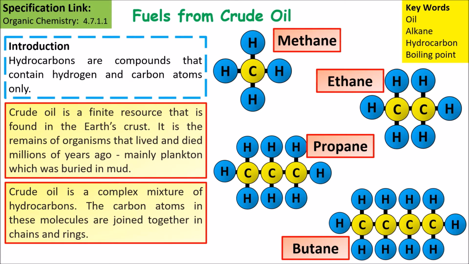So, we can see there, if it has one carbon atom, it is called methane. Two carbon atoms, it would be ethane. Three would be propane, and four would be butane.